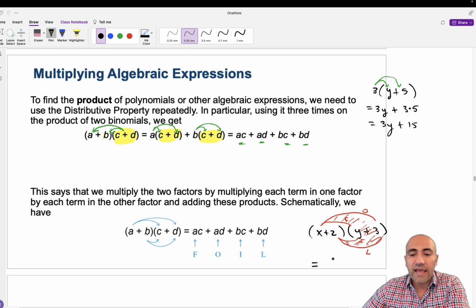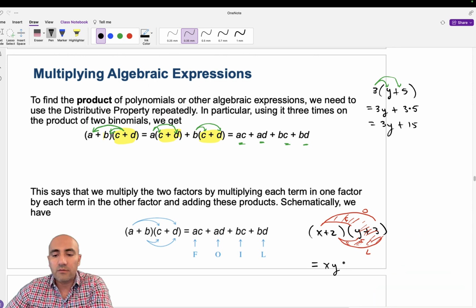So the first is x times y. So there's an xy term. Plus the outer. So there's a 3x term. Plus the inner, which is a 2y term, and then finally the last, which is a 2 times 3, so a 6. Right? So this is the answer to this multiplication of 2. But this only works when we have a binomial times a binomial.